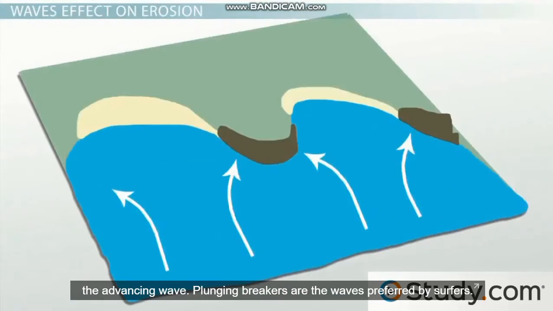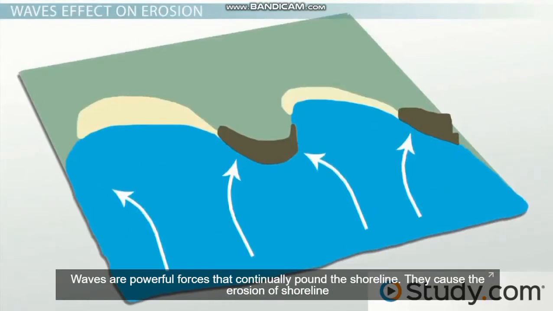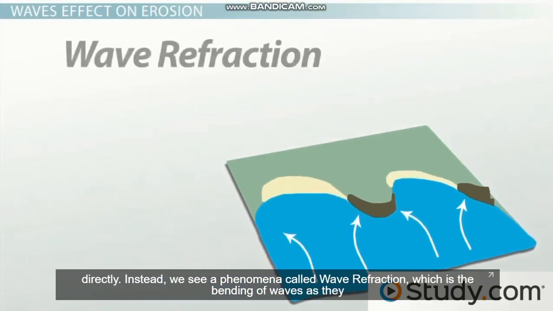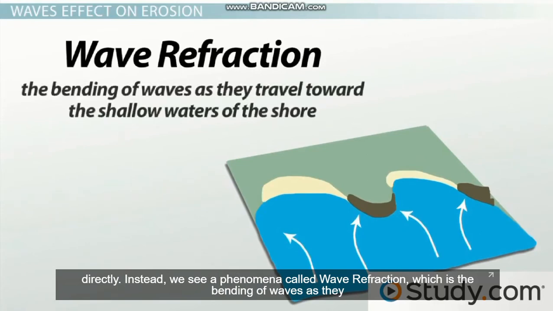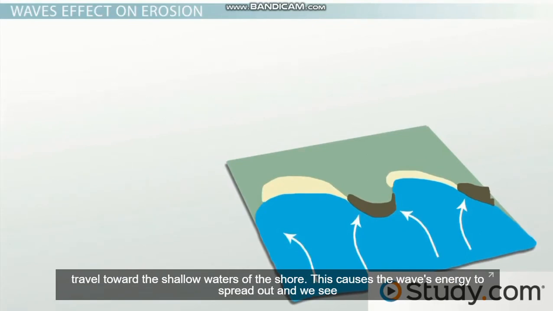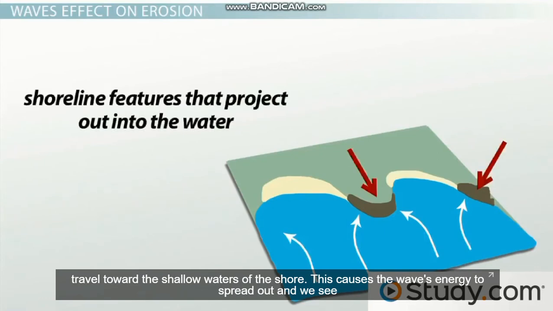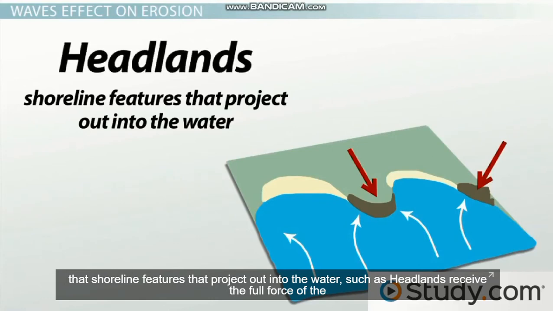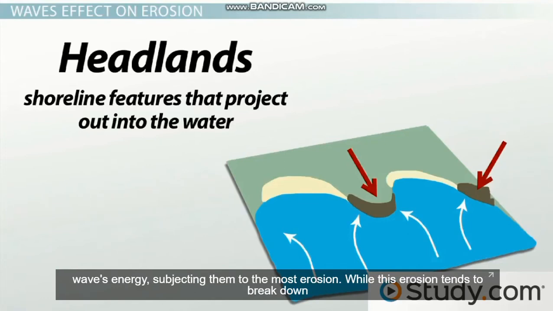Waves are powerful forces that continually pound on the shoreline. They cause the erosion of shoreline features and the transport of sand and sediment along the coast. Yet waves rarely strike the shore directly. Instead, we see a phenomenon called wave refraction, which is the bending of waves as they travel toward the shallow waters of the shore. This causes the wave's energy to spread out, and we see that shoreline features that project out into the water, such as headlands, receive the full force of the wave's energy, subjecting them to the most erosion.